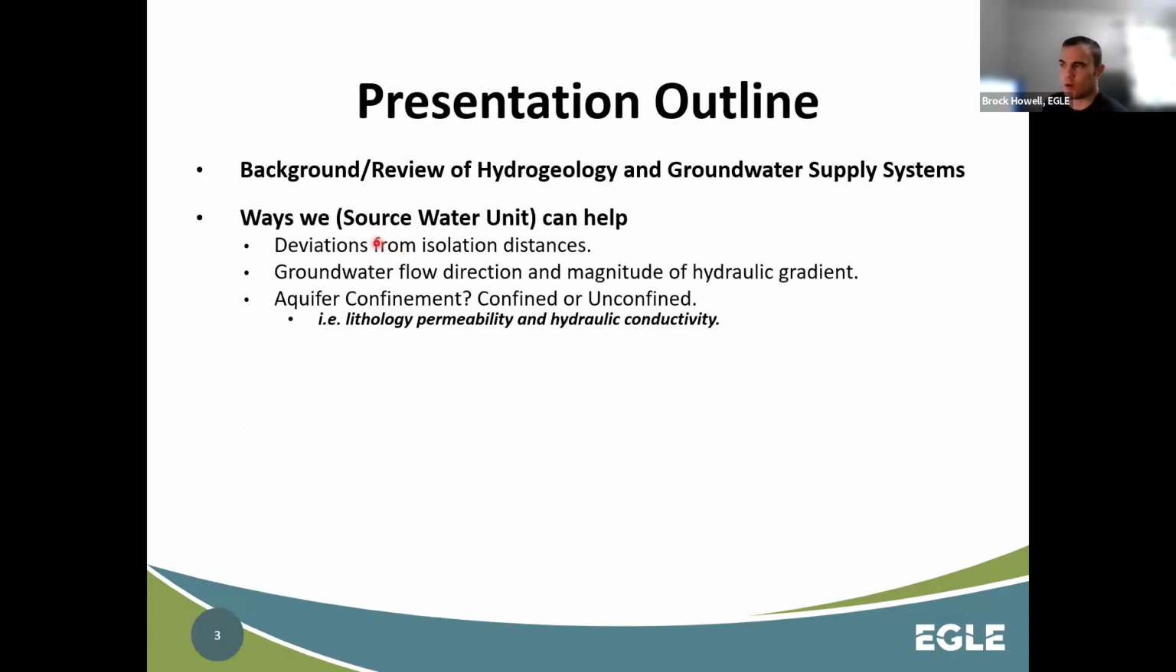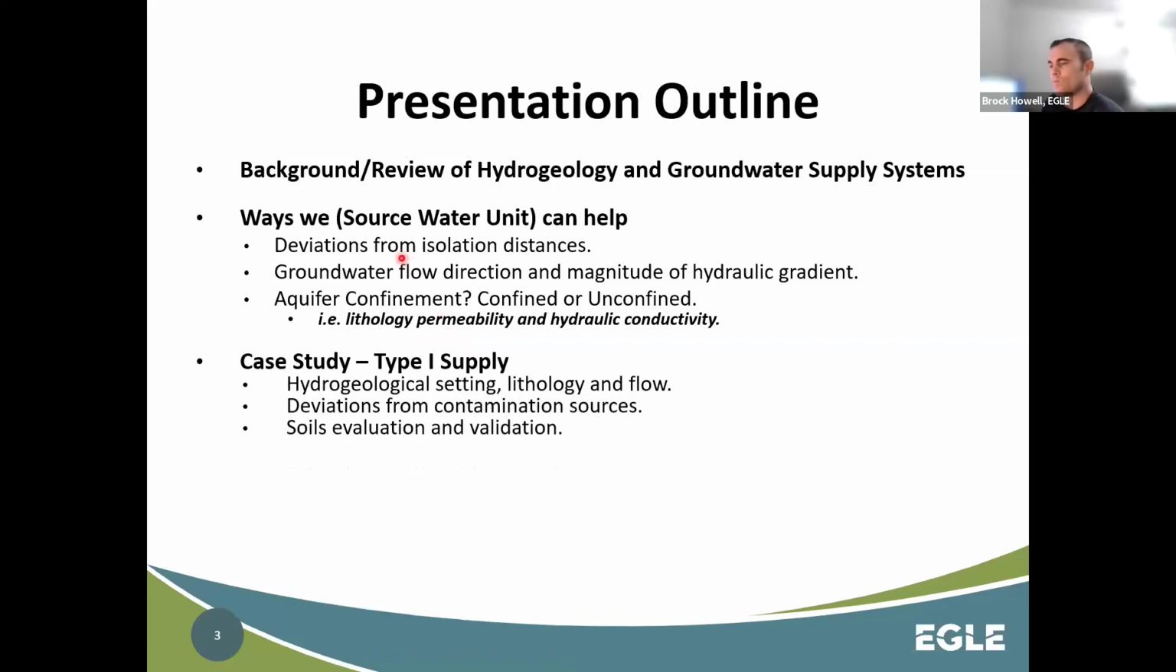Ways we, the source water unit, can help. The three most common are deviations from isolation distances, like I mentioned earlier, help with groundwater flow direction and magnitude of hydraulic gradient, which is also very important, and aquifer confinement. Whether we're confined or unconfined, really it's the lithology that dictates this, so whether it's the permeability and hydraulic conductivity of the materials.